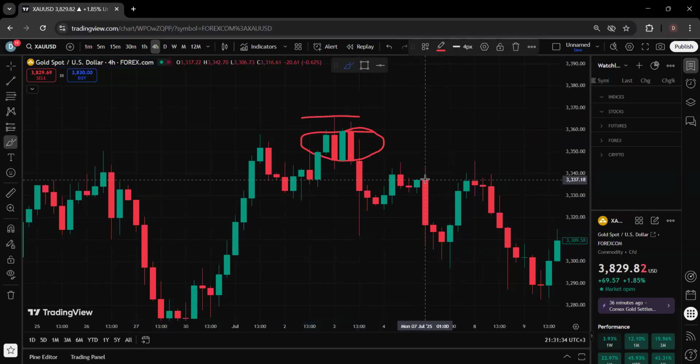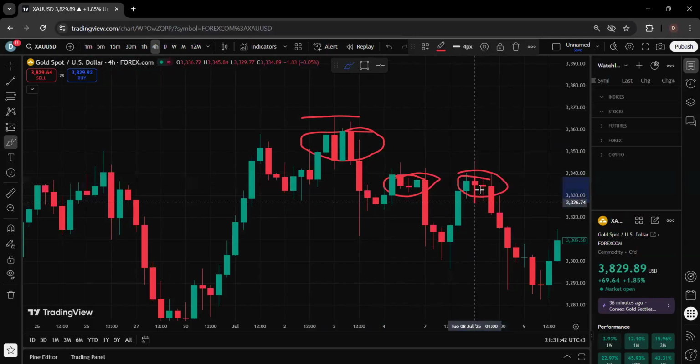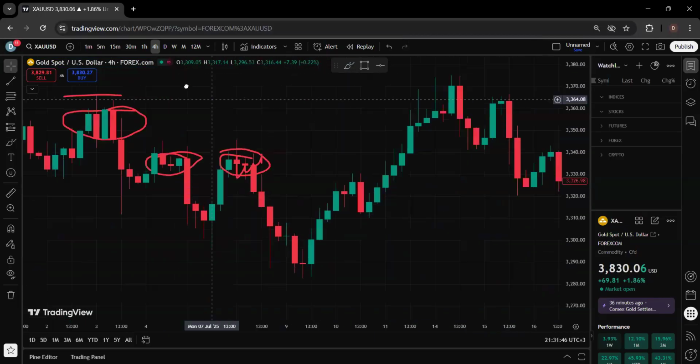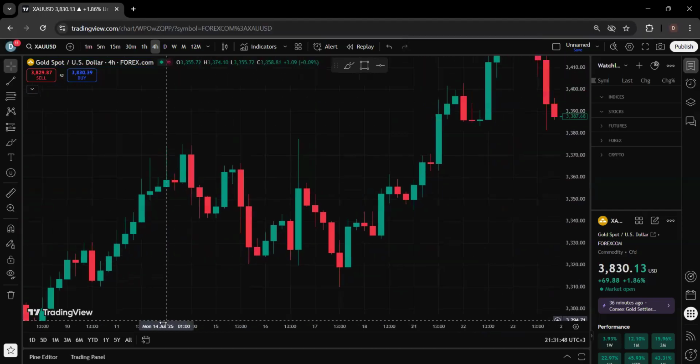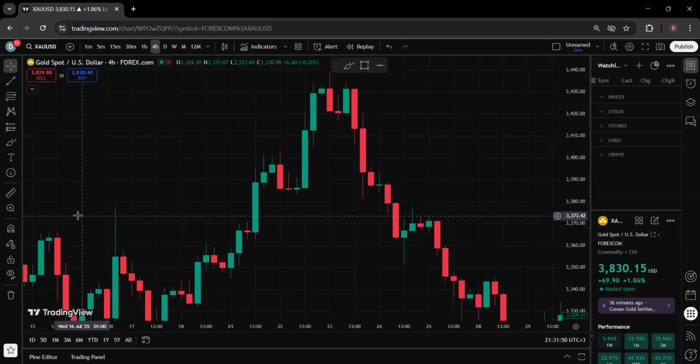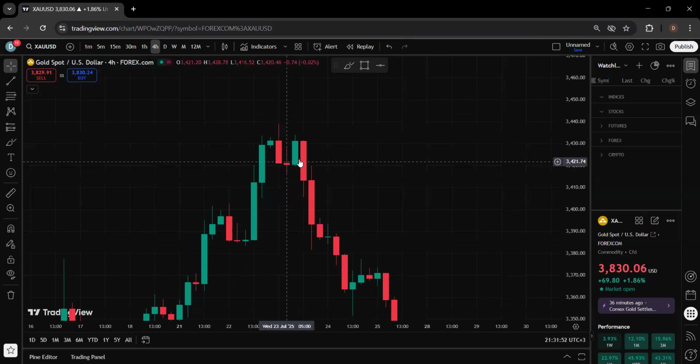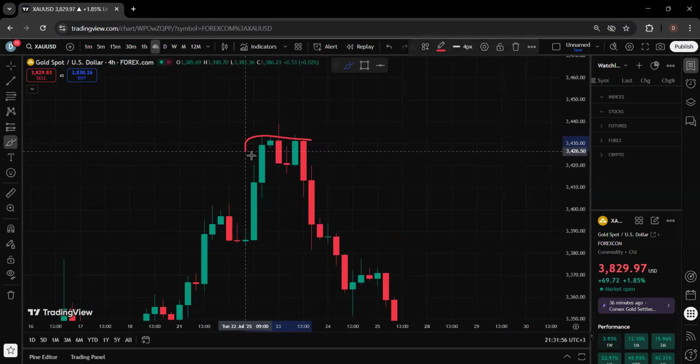Let's identify another one. Another one is here. You can see this one is a consolidation. Another one is here. So when you see the candles just playing within the same region like this, that's what I call a consolidation. Let's look for another. You can see this is another consolidation. All these candles are just playing within this region. You can see that is consolidation.